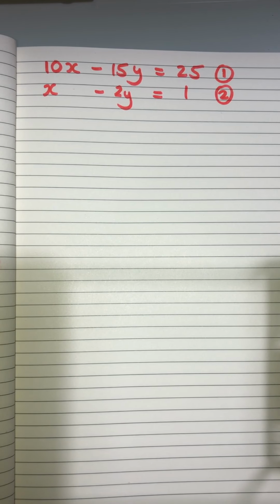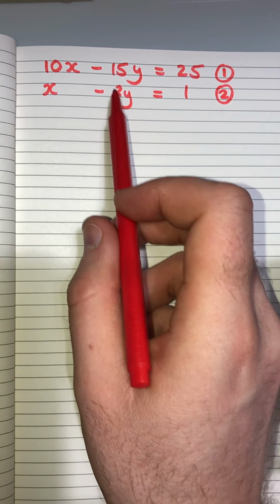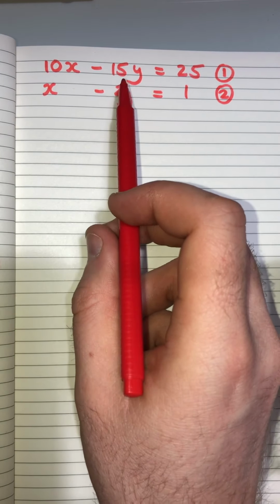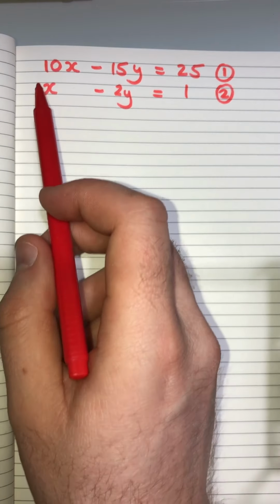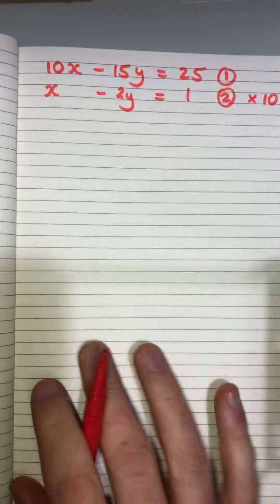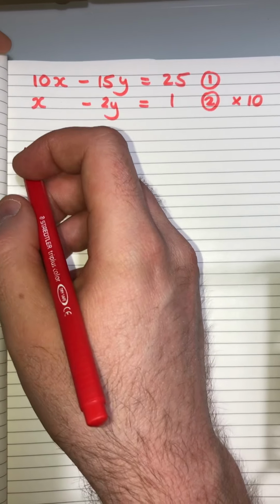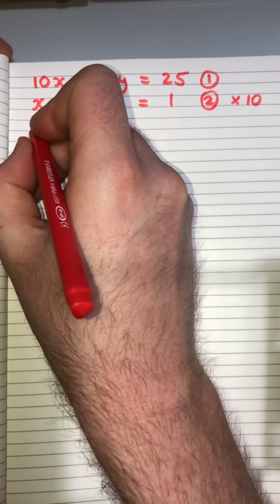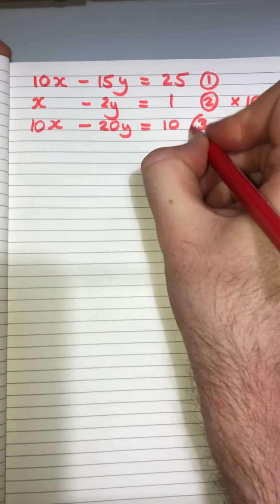Alright, so it's not always going to be y that we eliminate like we did in the last video, maybe x. Okay, and if we're looking at these 15 and 2, the lowest common multiple of these two numbers would be 30, so we'd have to manipulate them both. Whereas if we look at 10 and 1, the lowest common multiple of those would be 10. So it's going to be easier to multiply this equation by 10 with the intention of eliminating x. Okay. So our third equation is going to be 10x minus 20y is equal to 10, and that's equation 3.